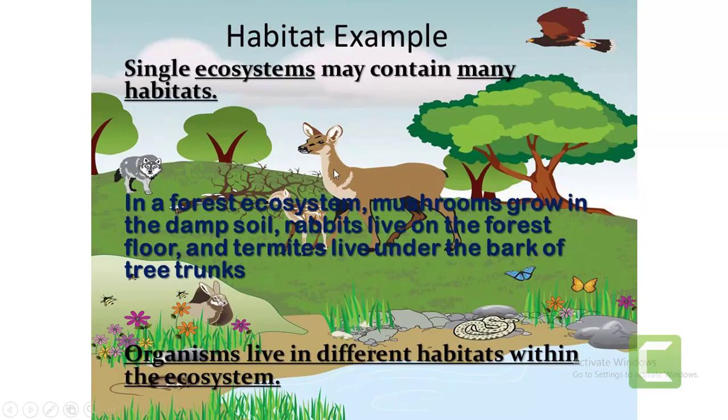A single ecosystem may consist of many habitats. For example, in a forest ecosystem, mushrooms grow in the damp soil, rabbits live on the forest floor, and termites live under the bark of the tree trunk. So organisms live in different habitats within the ecosystem. In one ecosystem there are many organisms that live there and use the nutrients from that habitat, from that place.